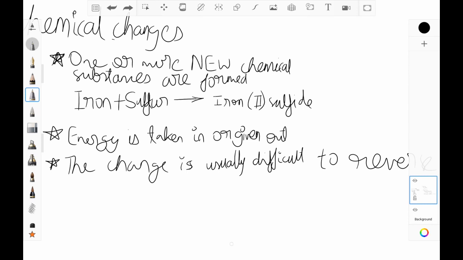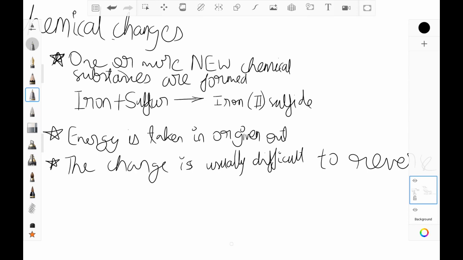Obviously, you can observe this in any chemical reaction, quite evidently. The second property would be that energy is taken in and given out in chemical reactions. If you watched the previous video, you would know that all chemical reactions are either exothermic or endothermic, and all chemical reactions involve energy absorption and energy being released, or bond breaking and bond making.